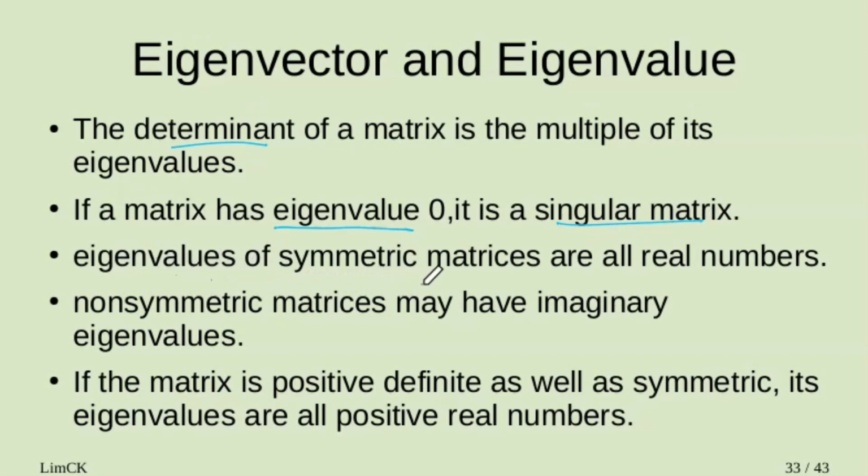Eigenvalues of a symmetric matrix are all real numbers. If you have a symmetric matrix, then all the eigenvalues are real. If you have a non-symmetric matrix, maybe some of the eigenvalues are imaginary. If the matrix is positive definite, then all the eigenvalues are positive real numbers.